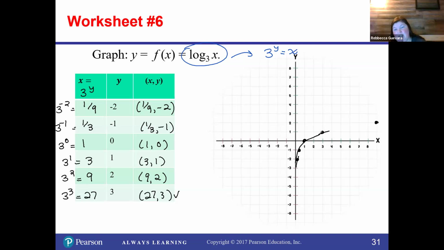So remember, this shouldn't cross the y-axis, unless we put some shifts on it or something. But that's what it's going to look like. Okay.